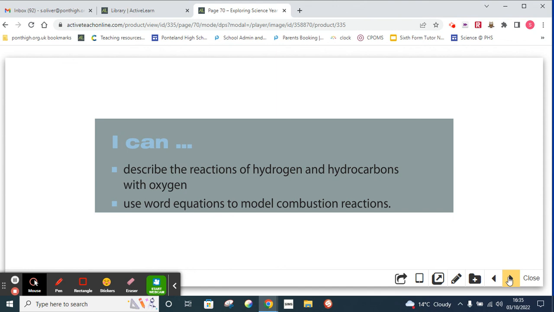So, at the end of this video, you should be able to describe what happens when you react hydrogen with oxygen to make water, and when hydrocarbons react with oxygen to make carbon dioxide and water. And you should have seen some word equations which explain both of these reactions.